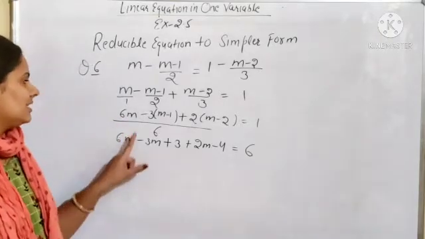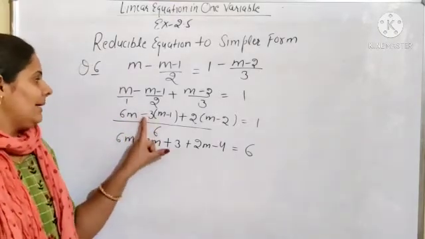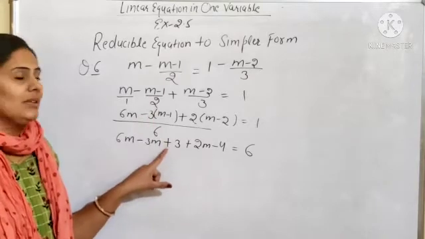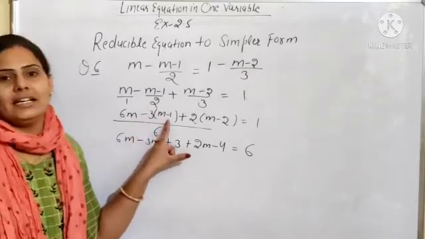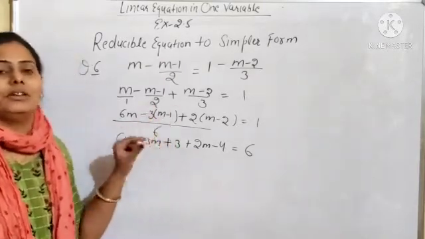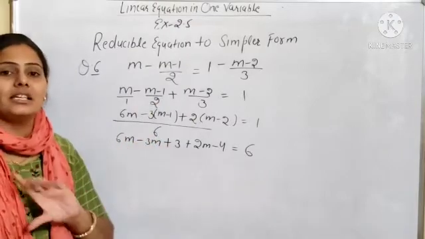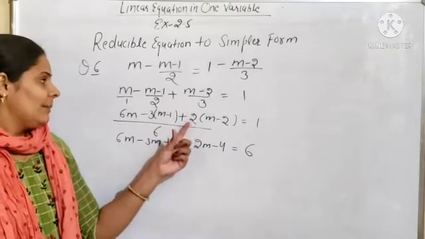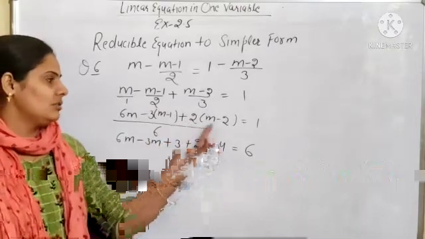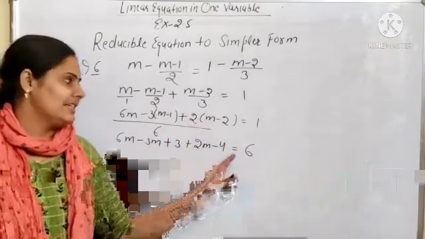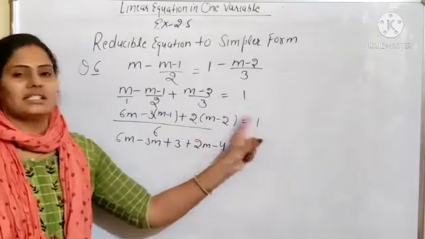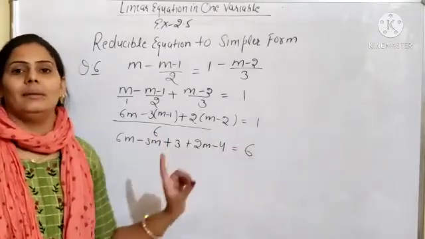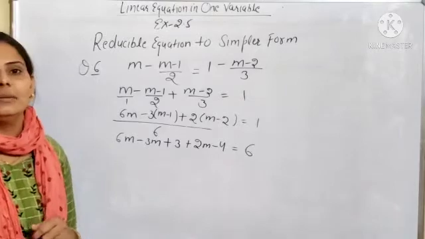So 6m as it is, minus 3 into m, 3m, and minus minus it will be plus. Okay, the outside number is negative and the inside is also negative, so when you multiply the same signs, it will be positive. So minus 3 into minus 1 it will be plus 3, plus 2 into m, 2m, minus 2 into 2, it will be minus 4, is equal to 1 into 6. The 6 will go to the right hand side, so it will come in multiplication. So 6 into 1 it will be 6.